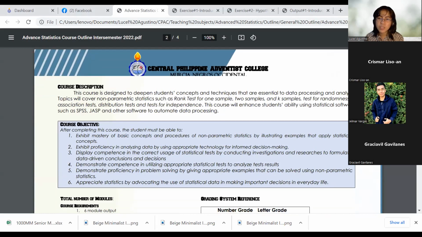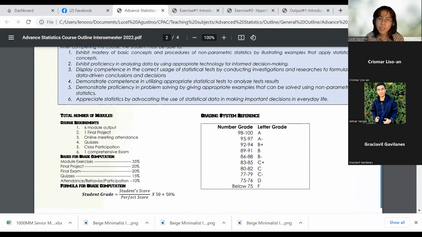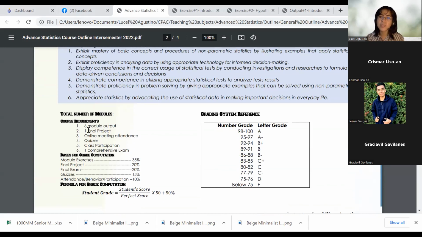So it is already uploaded in iLearn. But I will just focus on the course requirements. So we only need 6 module outputs or exercises rather. In elementary statistics, you have 11. Ay, kadamo sang module outputs. Gin-reduce ko na because of experience. So we only have 6 exercises, and then one final project.